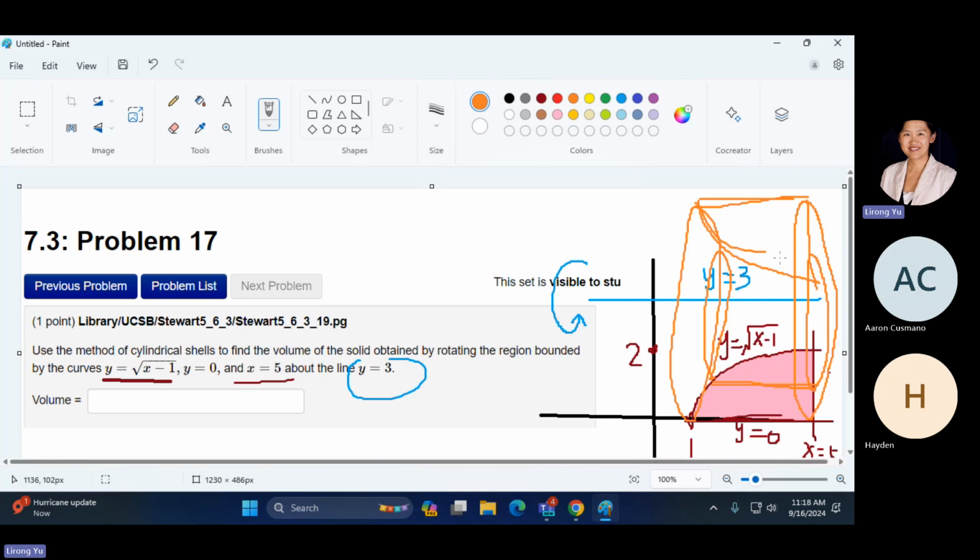So with the shell method, the number one thing is how do we quantify the radius. It's all about the line of symmetry. It says the line y equals 3. So you're going to look at y and 3 and see which one's bigger. In this case, y equals 3 is over here. Y equals 3 is high up there. And then, which y are we talking about?